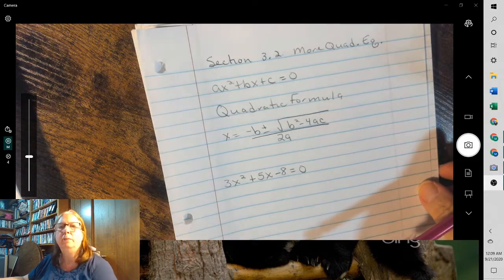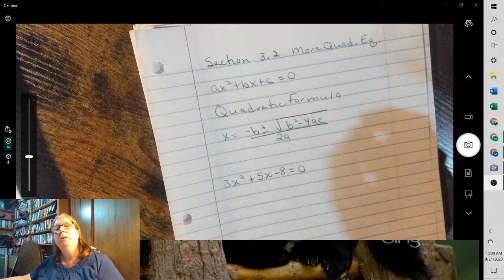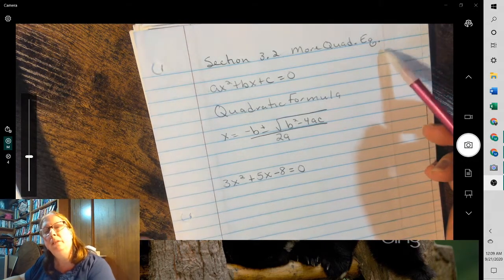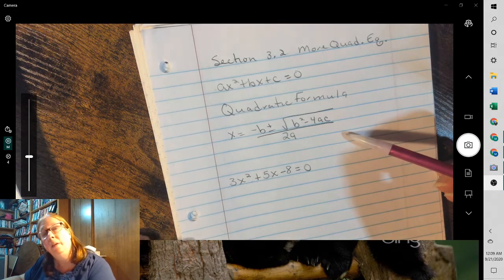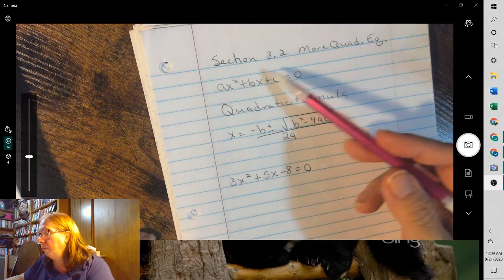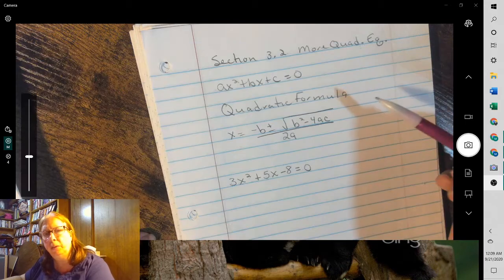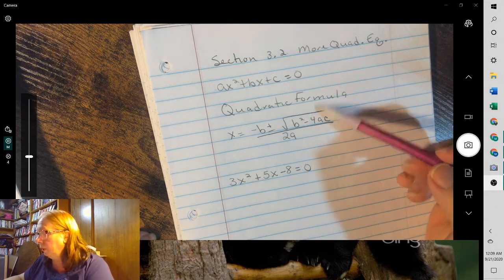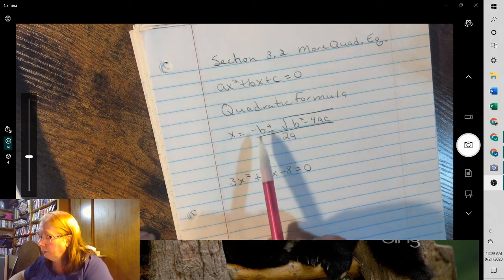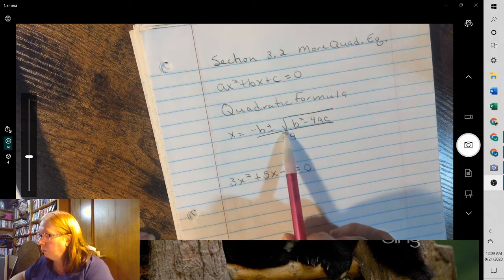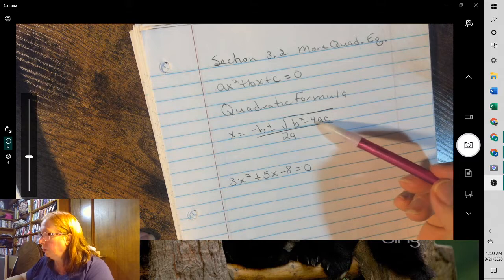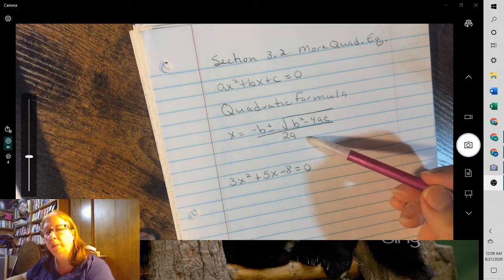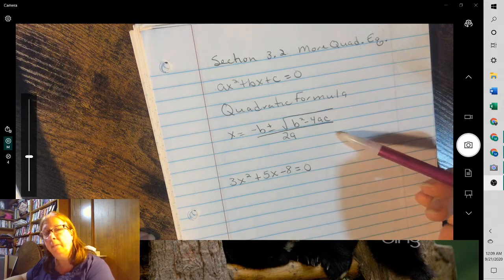Today we're going to cover section 3.2. It's just more quadratic equations and another way of solving it. When you cannot find the factors because numbers are large, or sometimes it's not factorable, you can use the quadratic formula. And the quadratic formula is negative b plus or minus the square root of b squared minus 4ac all over 2a. You should have that memorized.